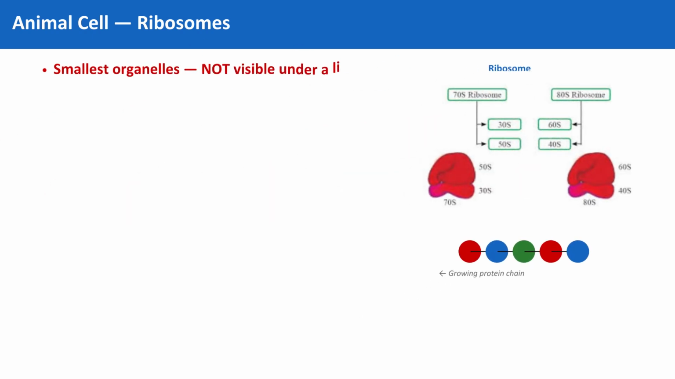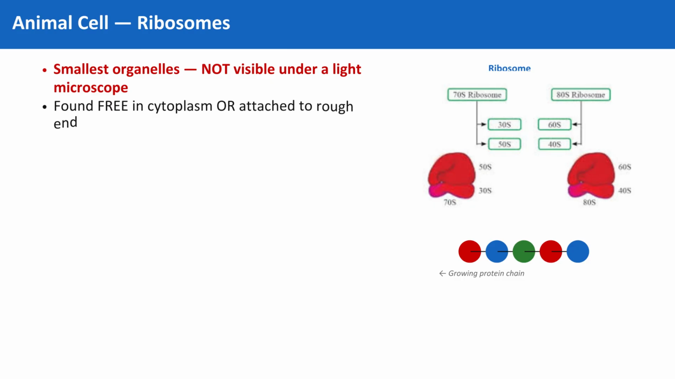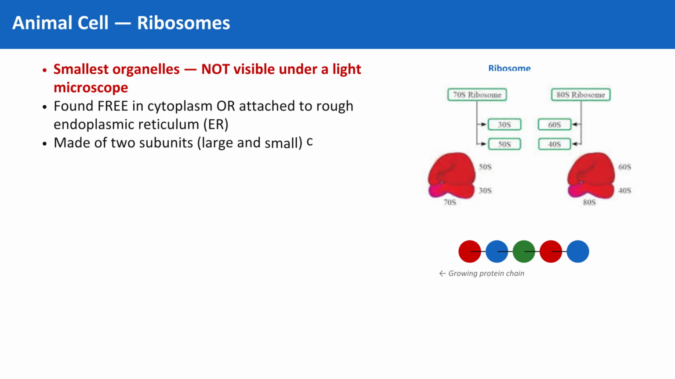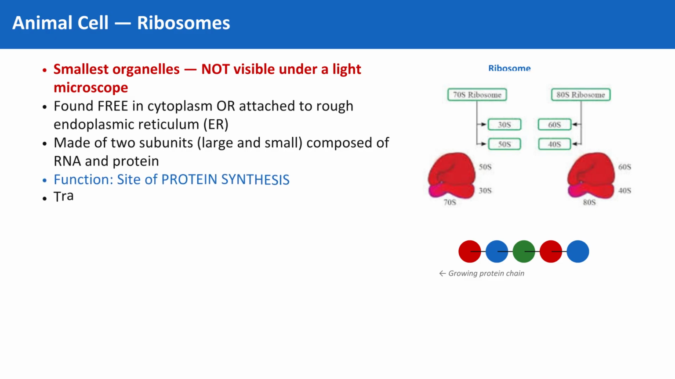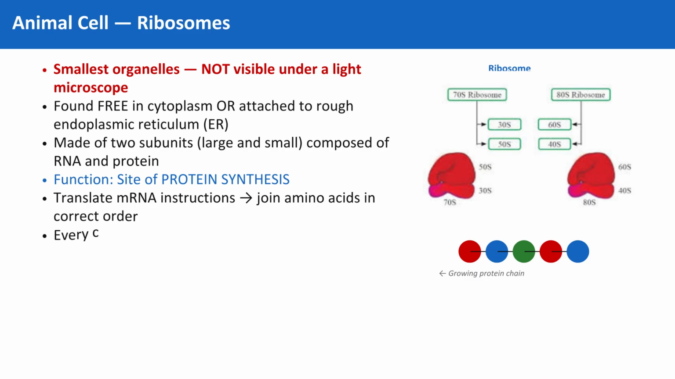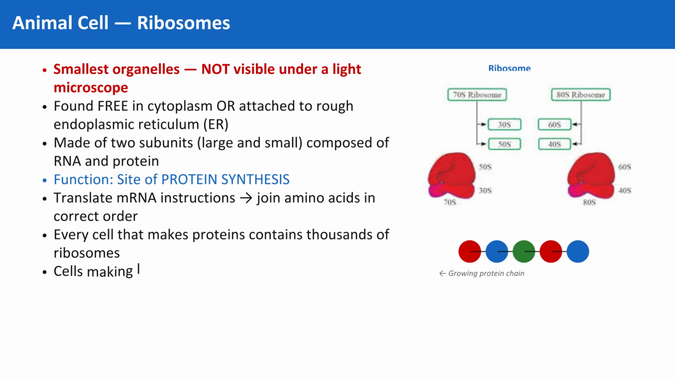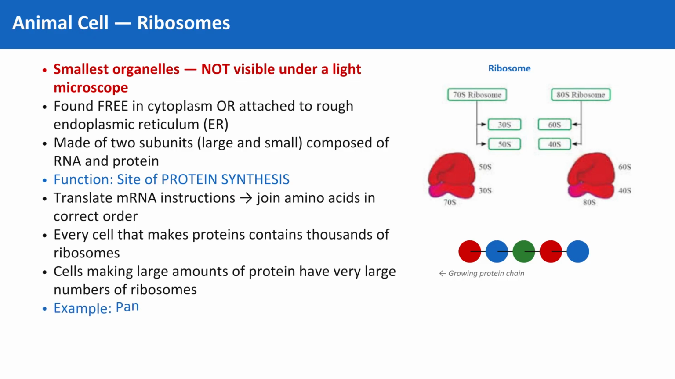Now, ribosomes. The last organelle to know in animal cells is the ribosome. Ribosomes are the smallest organelles in the cell, so small that you cannot see them with a light microscope. They are found either floating freely in the cytoplasm or attached to a membrane called the rough endoplasmic reticulum. Their job is protein synthesis. They read the instructions from messenger RNA and join amino acids together in the correct order to make proteins.